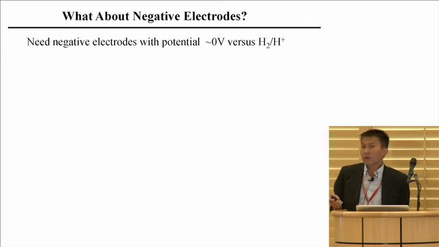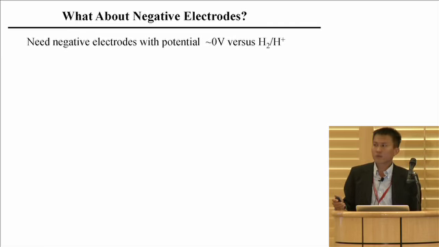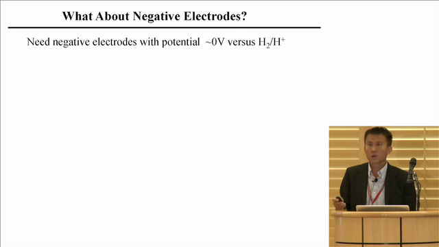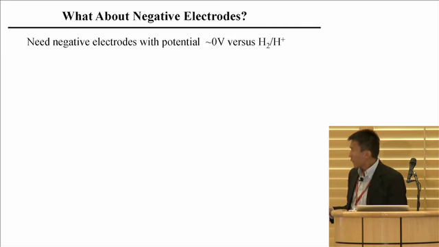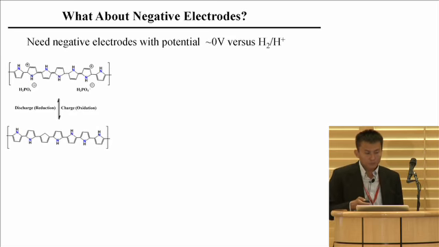It turned out, if you look at the development of aqueous batteries, it's so hard to find an aqueous negative electrode. It's just very, very hard. There are not many materials available. Even for the available ones, their performance is just so bad. So we started to tackle this problem.